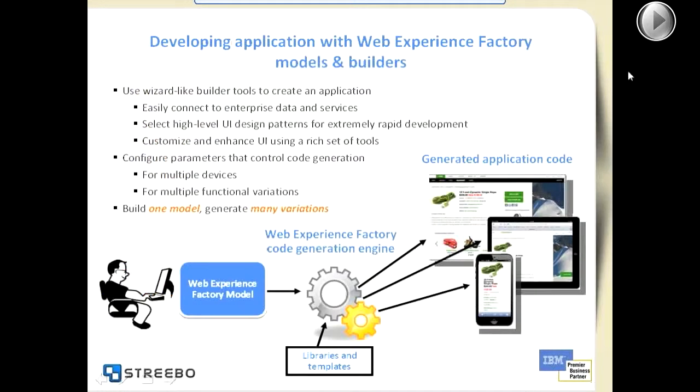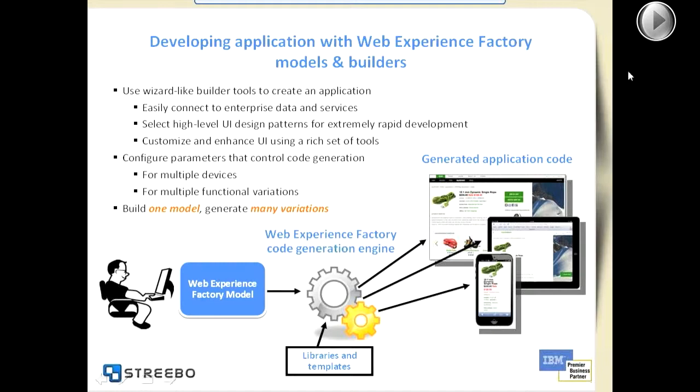So going a little bit more into how you develop applications with Experience Factory using models and builders. You use these wizard-like builder tools to build your application initially. First off, you connect to your enterprise data, your services. If you want, you can transform data and combine data from different services. You would then select the high-level user interface design patterns that you want to have in your application, and this can give you extremely rapid development. It uses a data-driven approach where it'll look at the schema for the data services you're using and can automatically generate the initial screens that use that data.